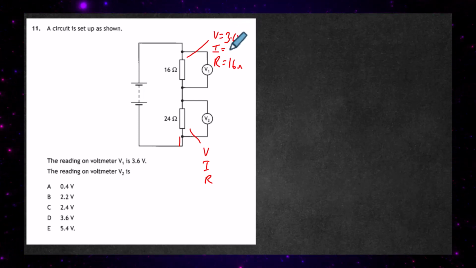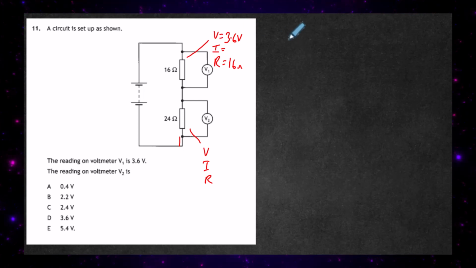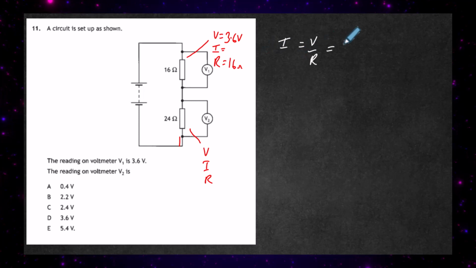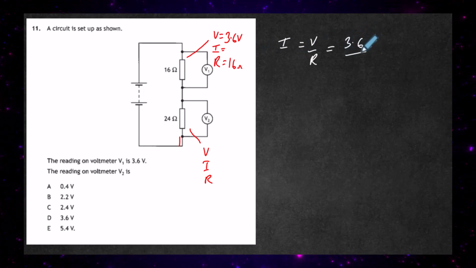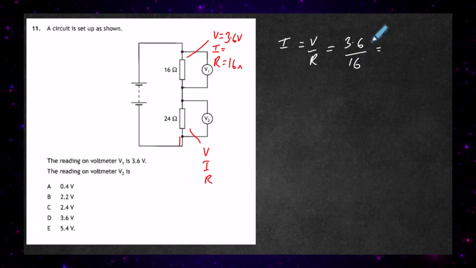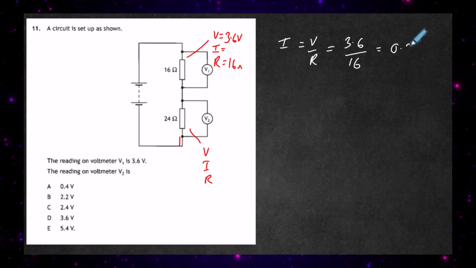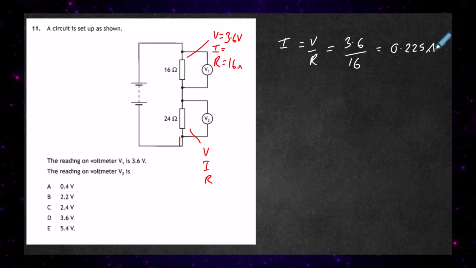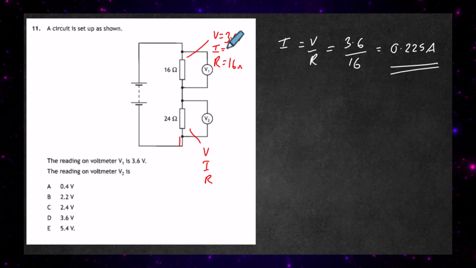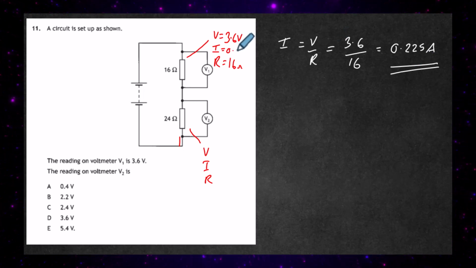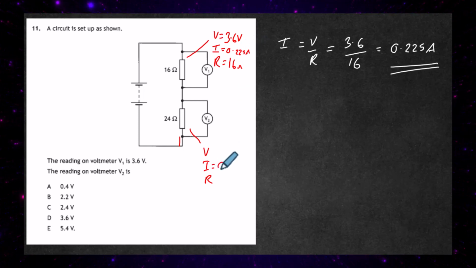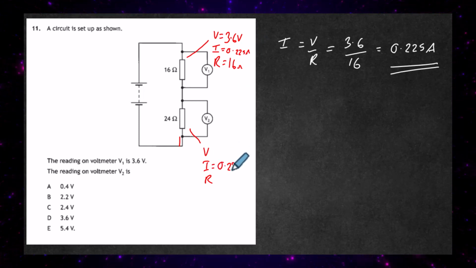So we can now find the current I. I is equal to V divided by R, so 3.6 volts divided by the resistance of 16 ohms. On the calculator, we end up with a current of 0.225 amps. We'll keep it like that for our calculation. So the current through here is 0.225 amps, and therefore the current down here is also 0.225 amps.